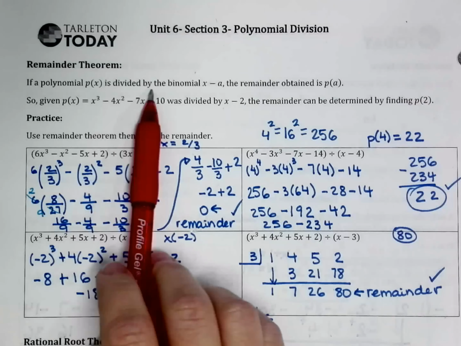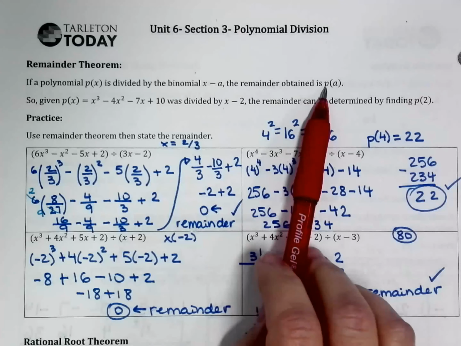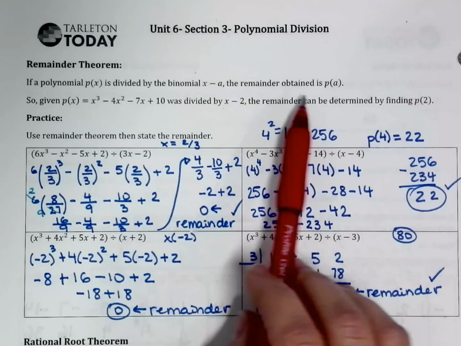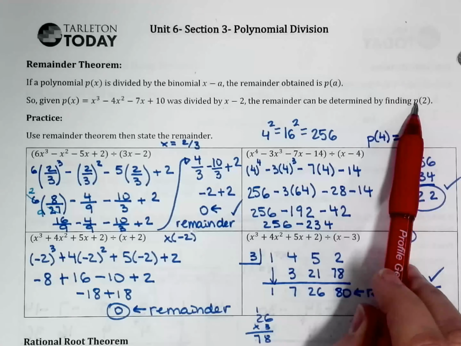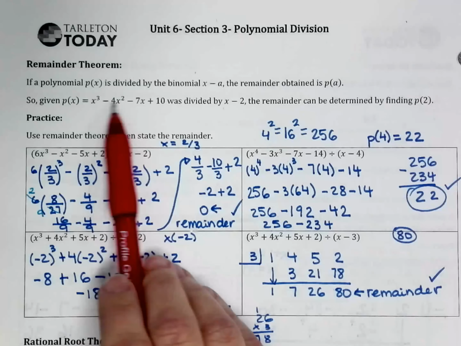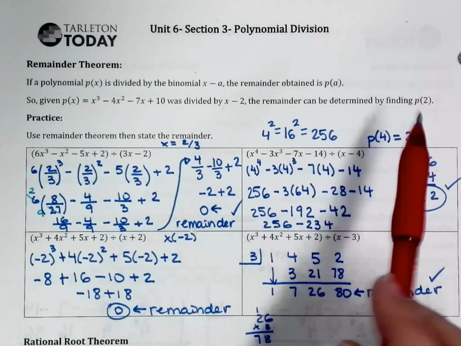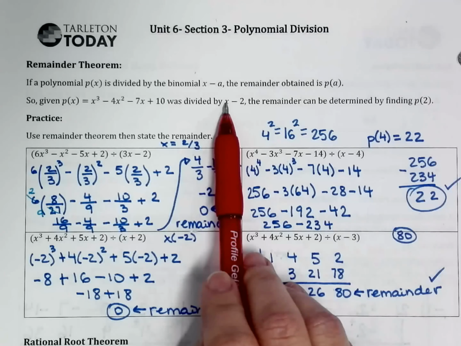So it states that if a polynomial is divided by the binomial, whatever that is, then the remainder obtained is P of a. What does that mean? Well, it means if you were to plug in 2 right there where x is, then that's going to give you the remainder. This looks all confusing, but the process is super simple.